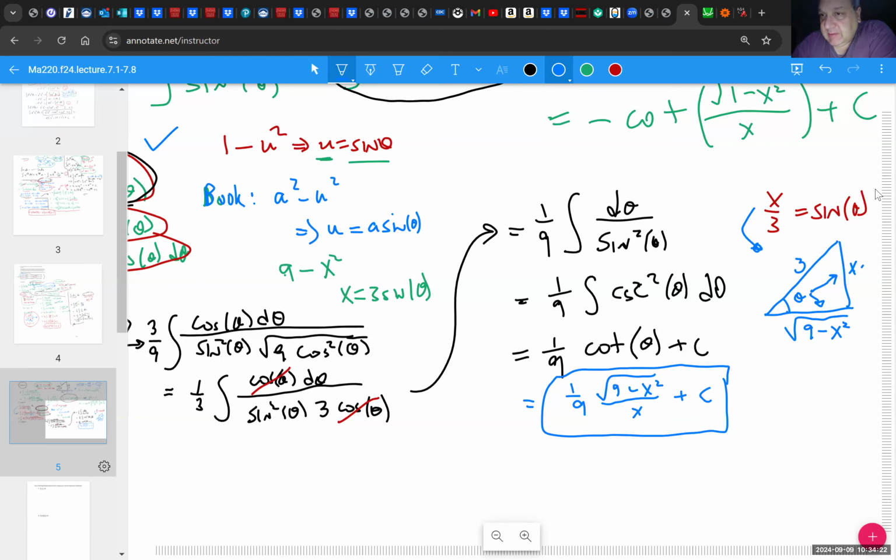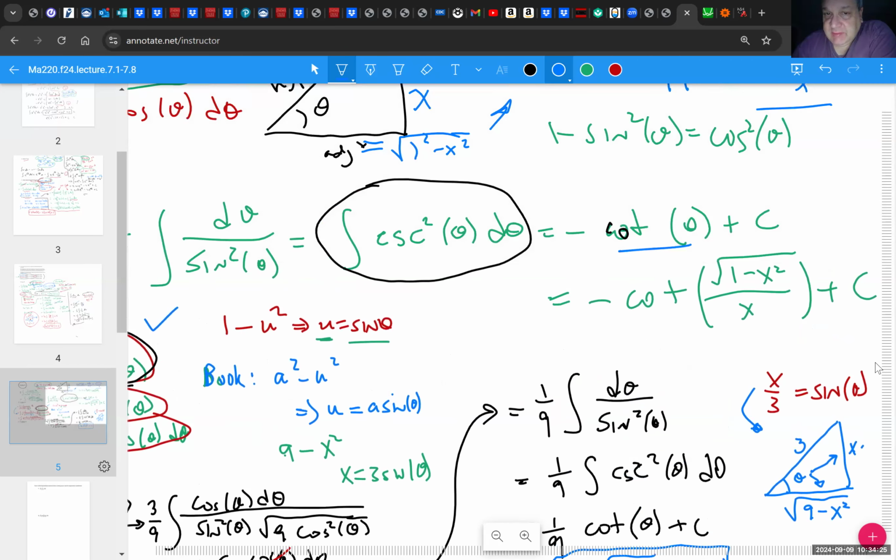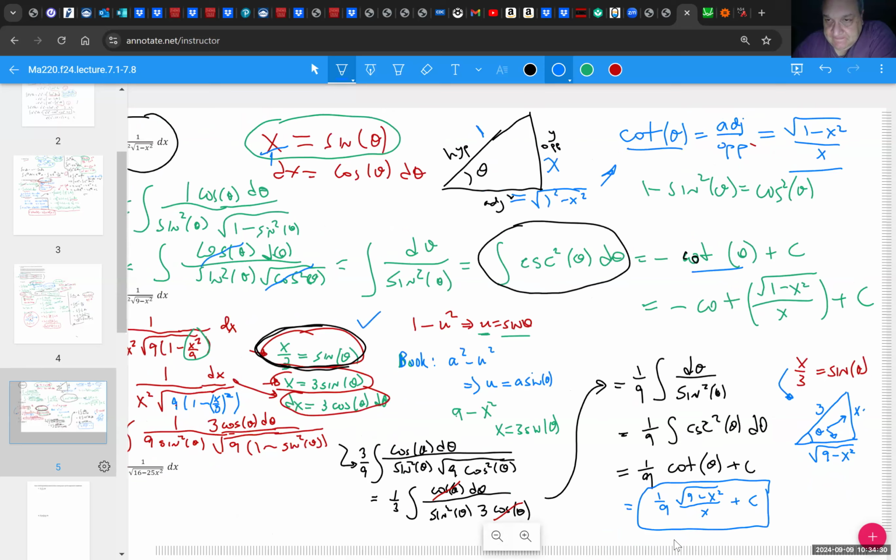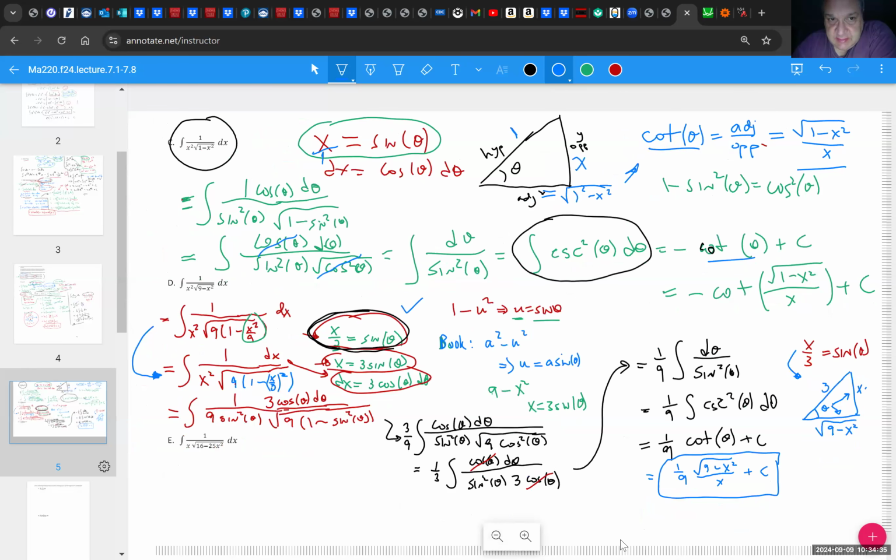So why do I say I think I made a mistake before? Because I think on the previous one, let me zoom out a little bit. Where's my triangle? There's my triangle up here. So my previous one, I had a triangle over here. And I said the answer was cotangent of theta plus c, and cotangent, once again, is adjacent over opposite. And so the answer should be the adjacent, the square root of 1 minus x squared, over the opposite, x. What the heck is this cotangent doing there?